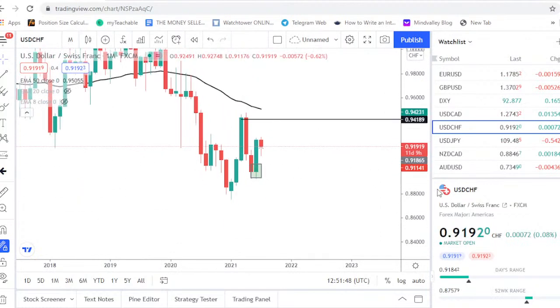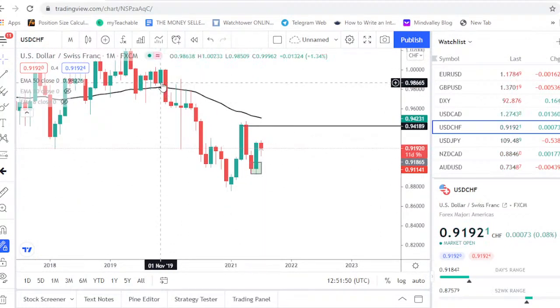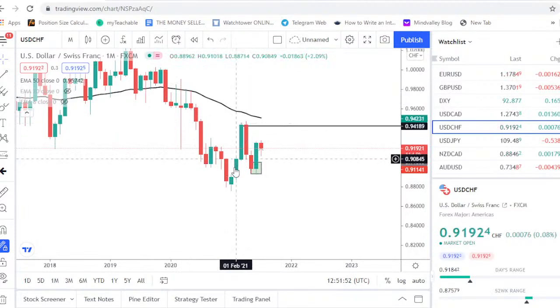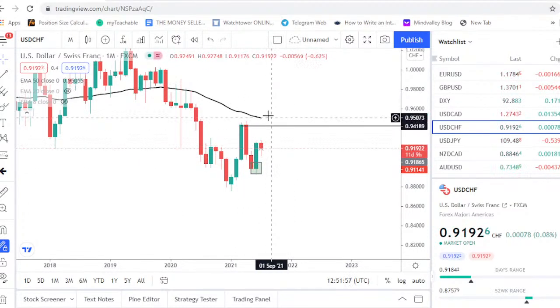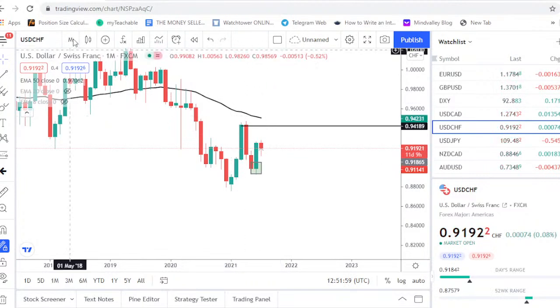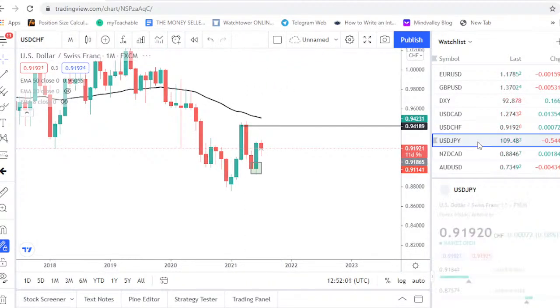On the monthly, I think our bias still remains the same. The major trend was down, but looking at what happened from here, we are expecting this to still go up a little more. So we are bullish on that.